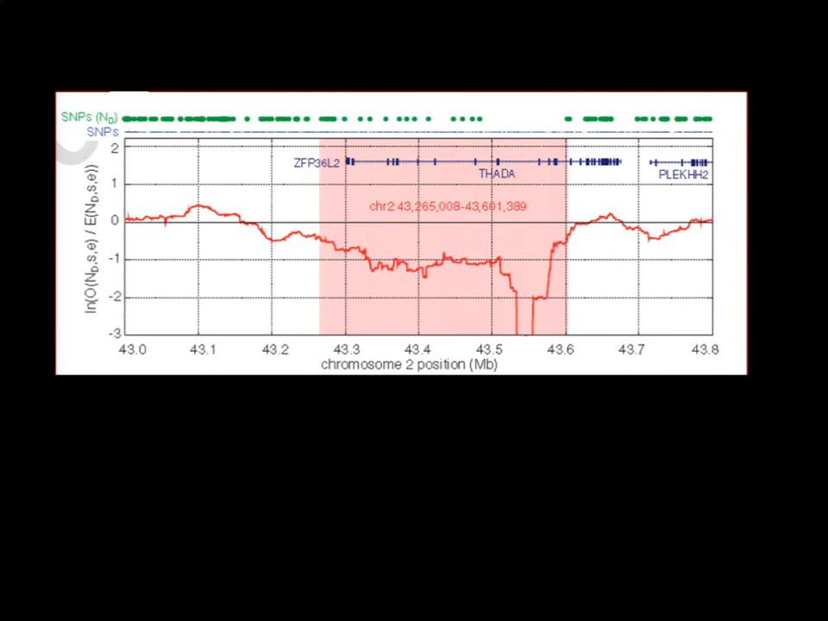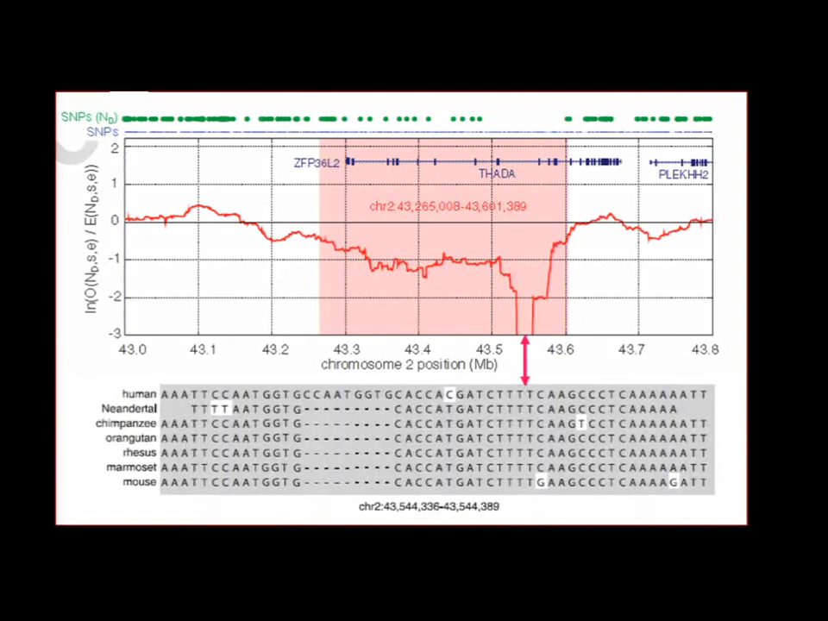So if we look, these green dots are derived SNP alleles in the Neanderthal. We see this area with a paucity of derived variants, and it's particularly extreme here in this intron. We can focus in on it, and in that area there is a conserved 170 base pair sequence, conserved among all mammals, where humans have an insertion of 9 base pairs that's lacking in the Neanderthal.